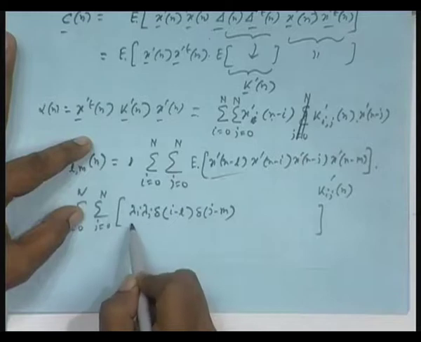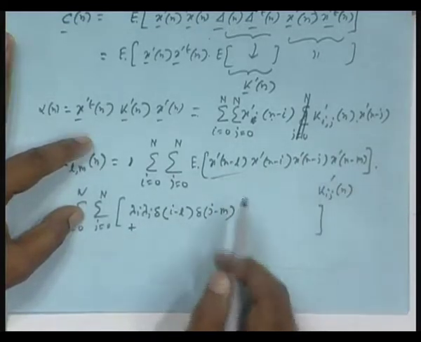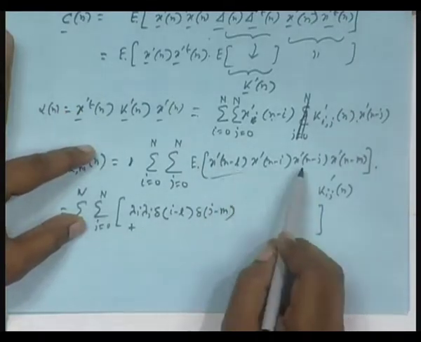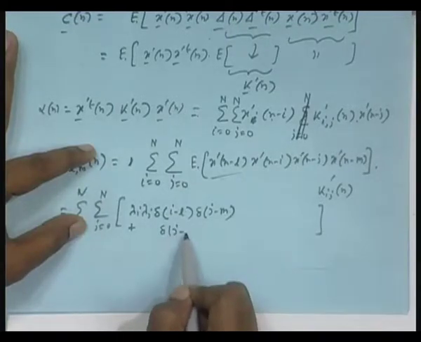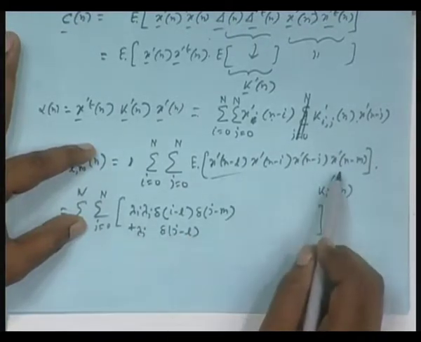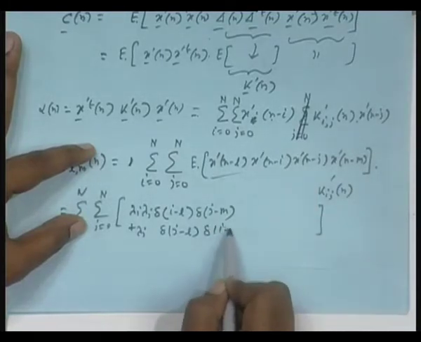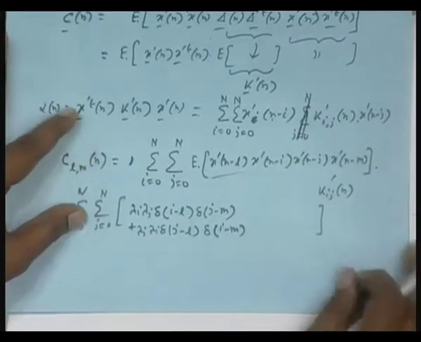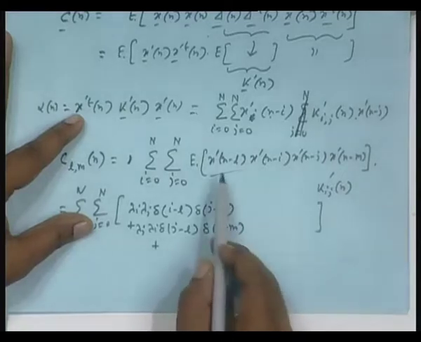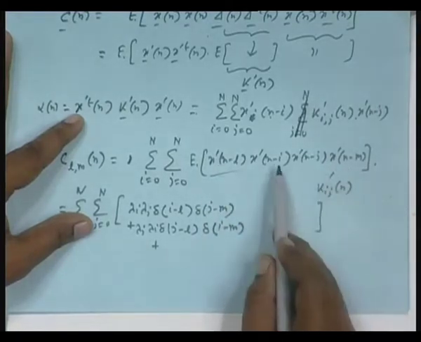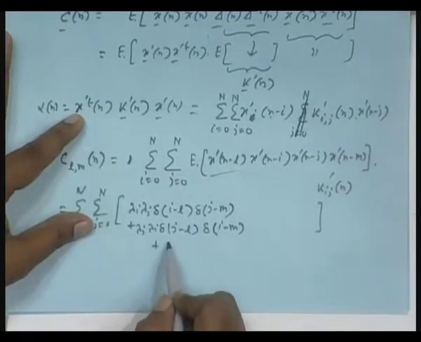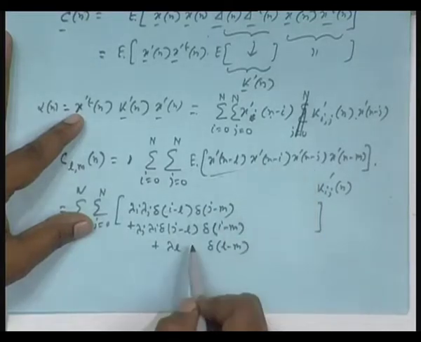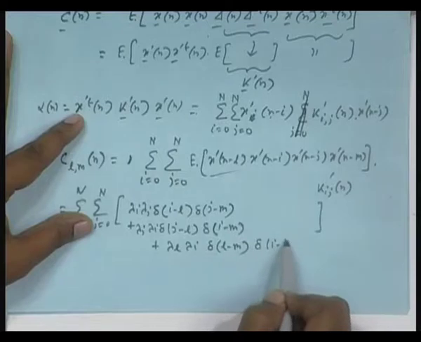Then next is first and third, second and fourth. First and third would give rise to lambda j delta j minus l, and delta i minus m lambda i between second and fourth. And there is one more term, first and fourth, second and third. First and fourth will give rise to lambda l delta l minus m, and second and third will give rise to lambda i delta i minus j.